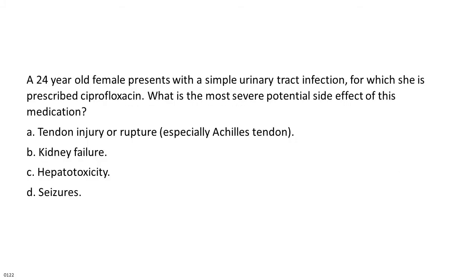A 24-year-old female presents with a simple urinary tract infection, for which she is prescribed ciprofloxacin. What is the most severe potential side effect of this medication? A. Tendon injury or rupture, especially Achilles tendon. B. Kidney failure. C. Hepatotoxicity. D. Seizures.